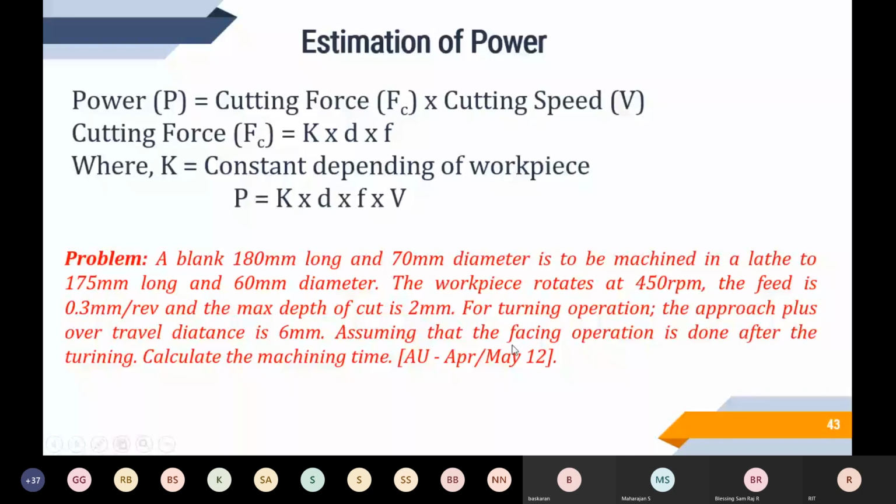Power calculation for tooling, machining operations, especially in lathe: the cutting force into the cutting speed. What is the cutting force? Cutting force is K into d into f, where d is the depth of cut, f is the feed, and K is a constant depending upon the workpiece material. So the cutting force K d f is multiplied by the cutting speed V. So the power formula is K d f into V. It's an estimation of power. So these are all the given data. When you approach the problem during an examination, GATE or university examination, you must carefully mention the unit conversions.